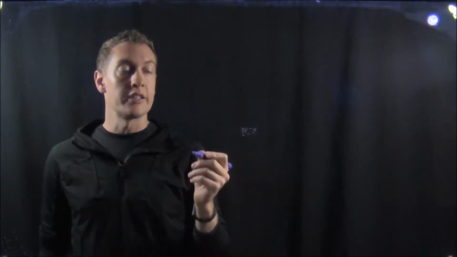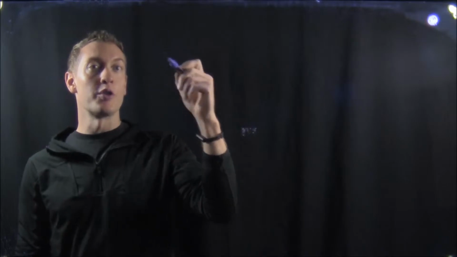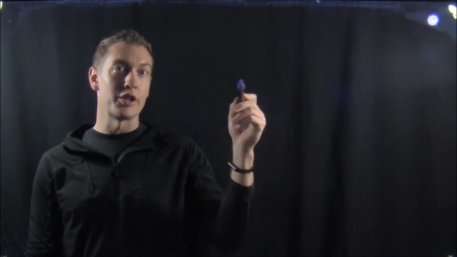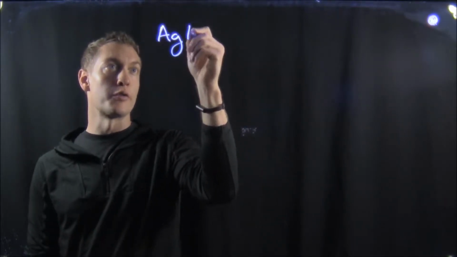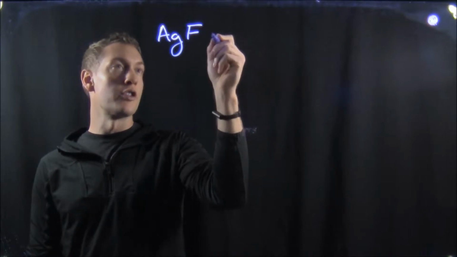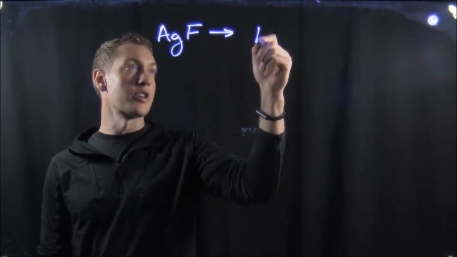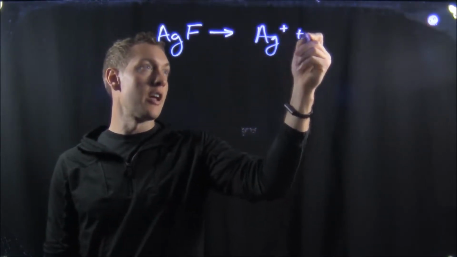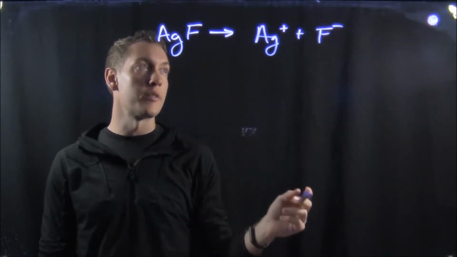Let's talk calculating KSPs and molar solubilities. Depending on what the compound is, you are going to have different relationships between the molar solubility and the KSP value in terms of X. So something like, let's say, silver fluoride is going to dissociate into two ions. It's going to make a silver ion and a fluoride ion.